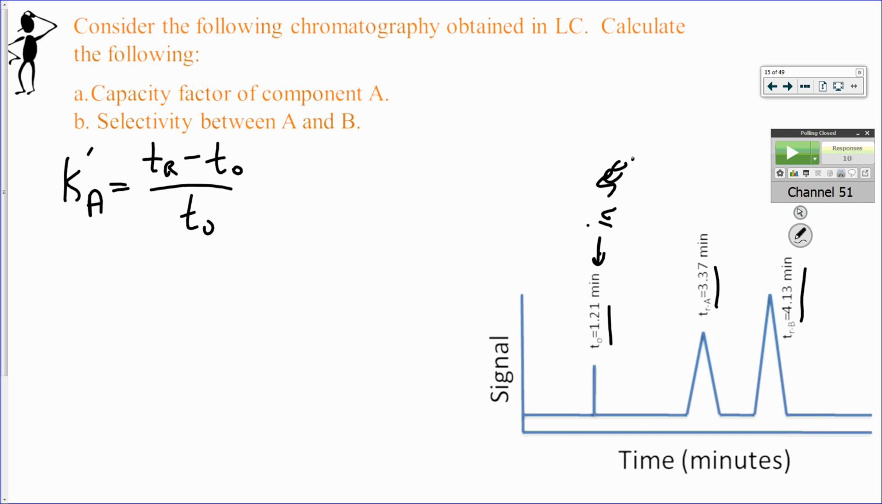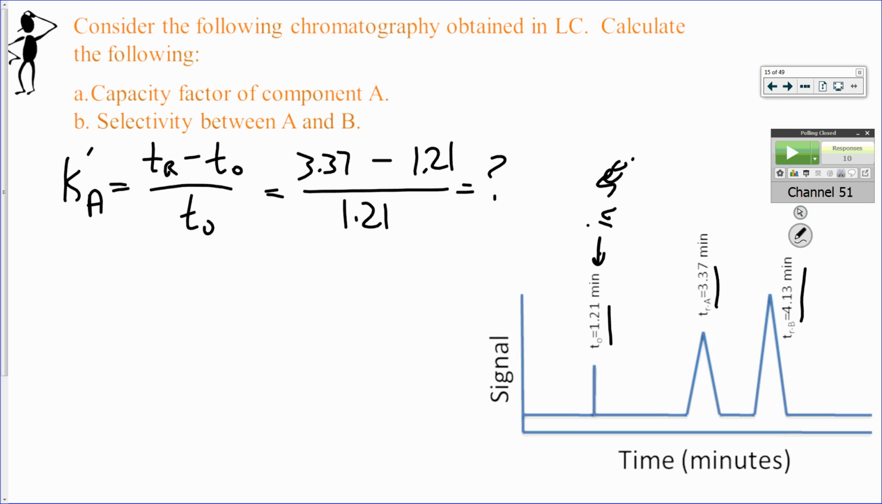You got to make sure your units are right. All right, but in this case, everything's given in minutes. So TR is 3.37 minutes. The void time is 1.21 minutes, divided by 1.21. So whatever that value comes out to, that's what K prime is.